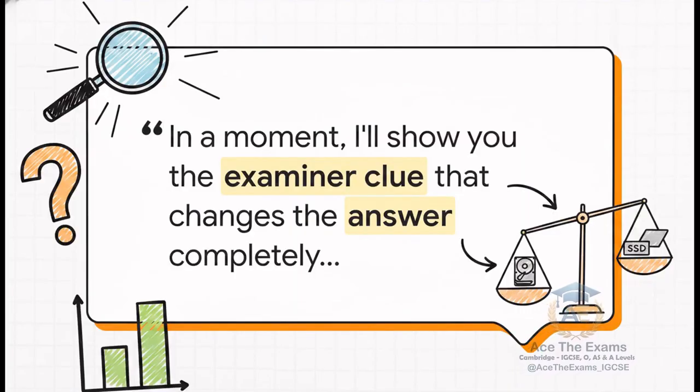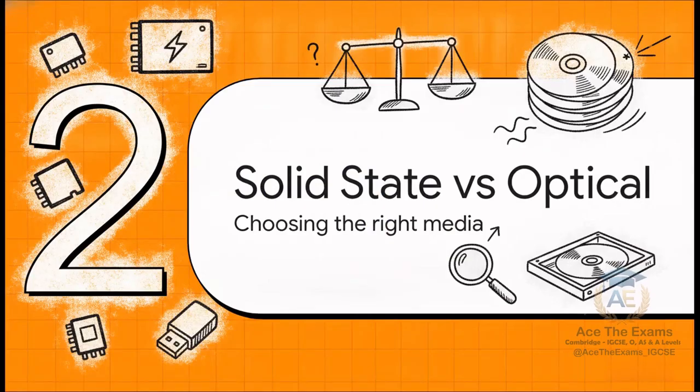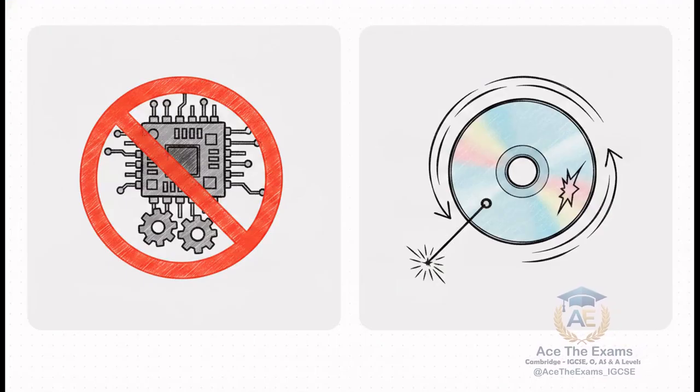Now that we've got the technical mechanism down, you might be wondering, okay, how do I translate this into actual exam marks? Well, in a moment, I'll show you the examiner clue that changes your answer completely. But first, you need the comparative framework that makes that clue super obvious. Section 2. Solid-state versus optical media. Choosing the right media.